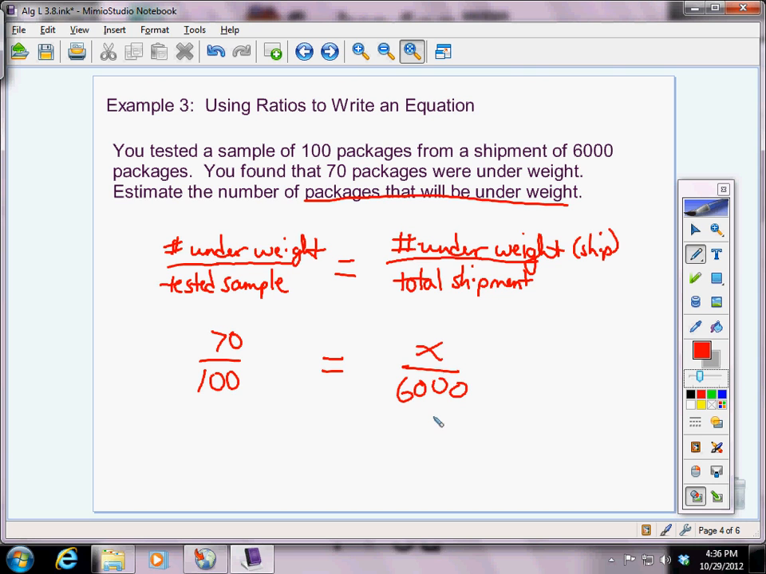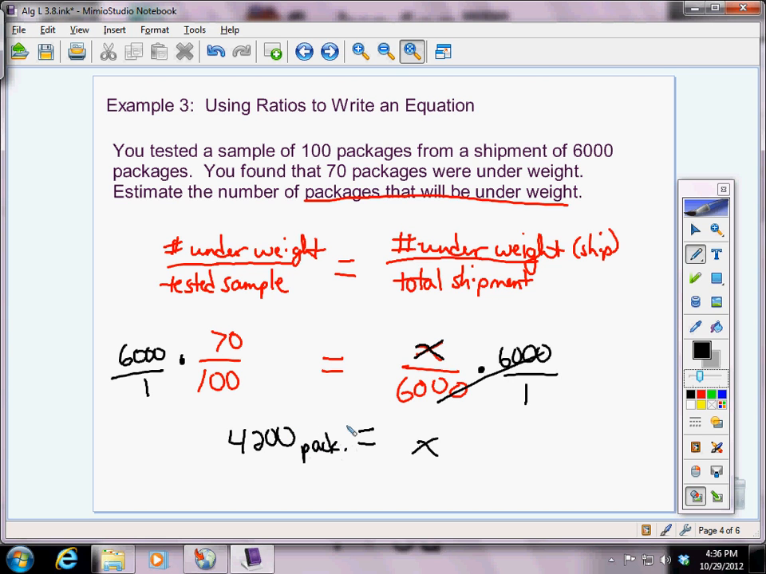Now if we want to solve this, there are lots of different ways you can solve it. If we just treat it like an equation, we can ask, what are you solving for? X. What do you have to get rid of? The 100. It's divided by 100, so how do you get rid of it? Well, you multiply by it. 6,000, I'm sorry, I was saying 100. So you multiply each side by 6,000. These cancel out, and we're left with X equals 6,000 times 70 divided by 100, which gives you 4,200.